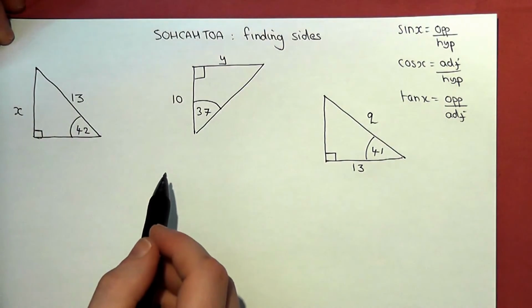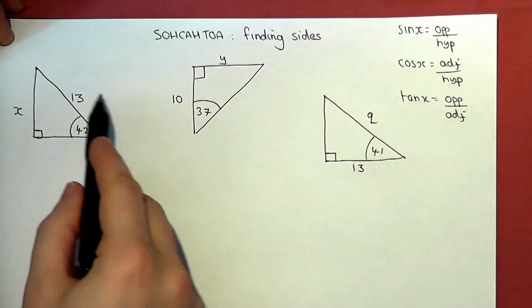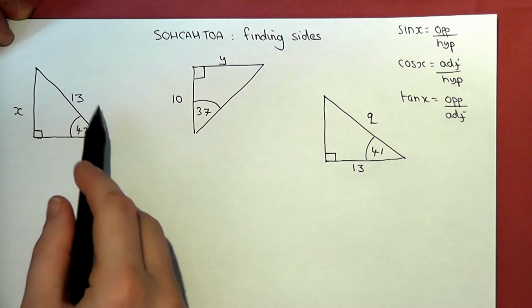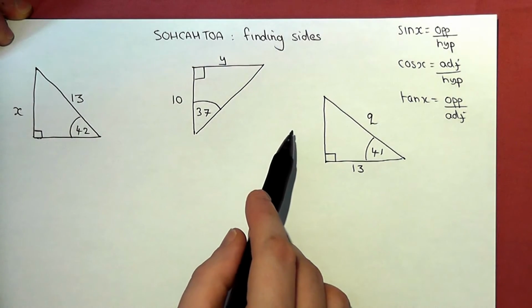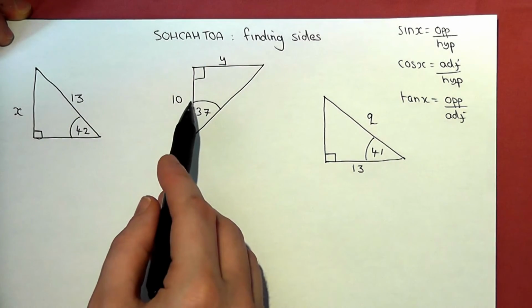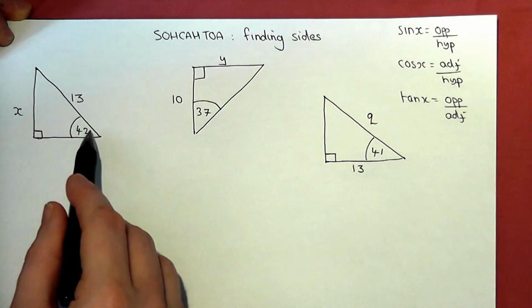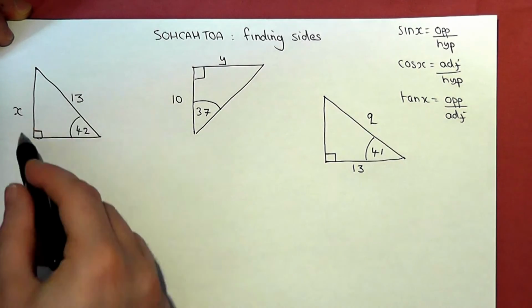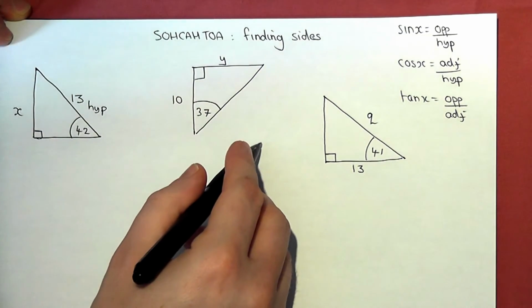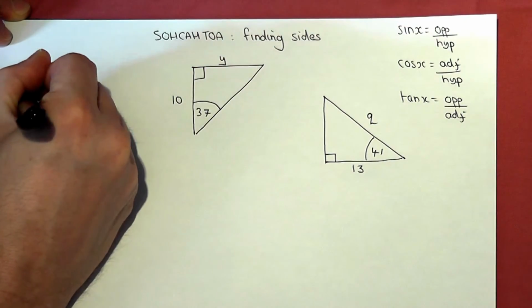This video looks at using the SOHCAHTOA equations to find missing sides when we know one angle and one side. Now the first step is always to identify which sides are involved, which one is the unknown and which one is the known. Now in the first one, the 13 is the hypotenuse, it's opposite the right angle. But the unknown is opposite the angle, so that's called the opposite.